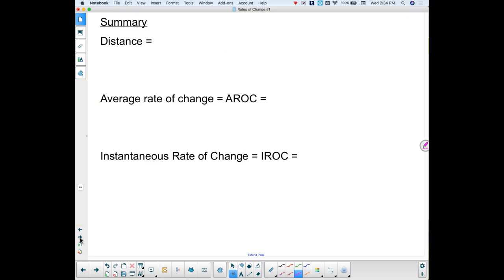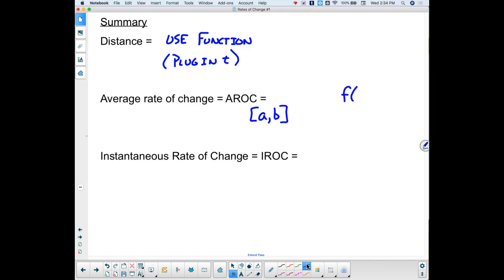So, in summary, if I'm asking you to find a distance, how far an object is away, then you're going to use the function. You're going to plug in t. If I'm asking you to find the average rate of change, first, I'm going to give you an interval that I want you to find it on, and second, you're going to use f of b minus f of a all over b minus a.